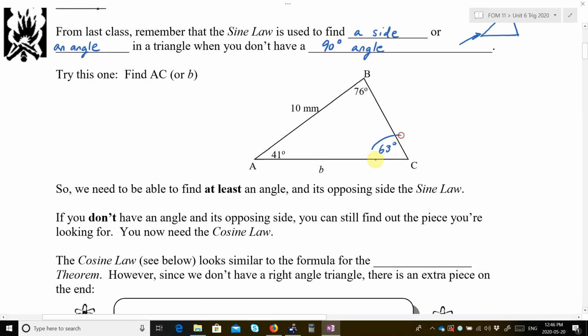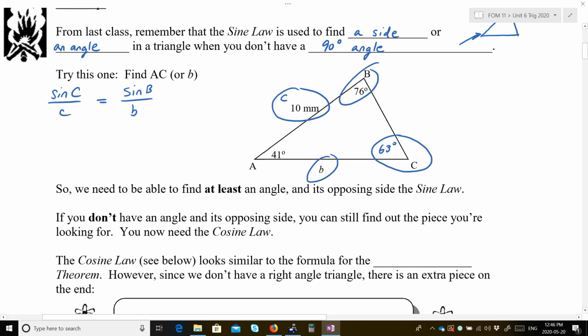And now we can use angle C and its opposite side here, and we can go sine C divided by C is equal to, and since we want to figure out little b, I would have to go sine B divided by B. And so you go sine of 63 degrees divided by 10 is equal to sine of 76 degrees divided by B.